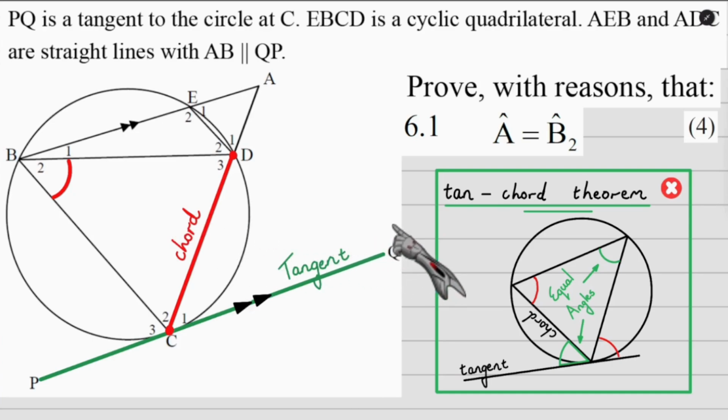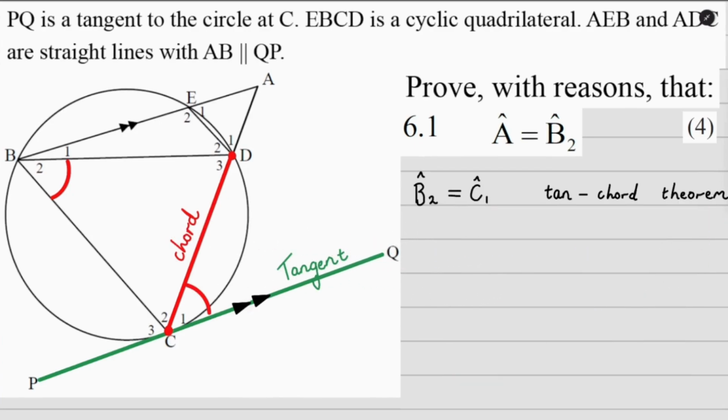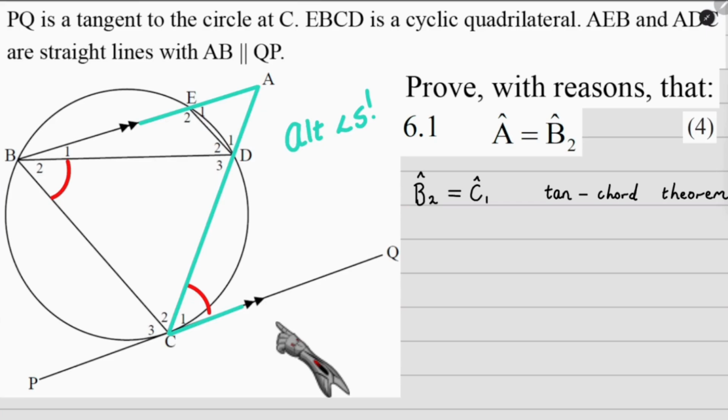So I know that C1 is a red angle. And we are going to state it just like this. B2 equals C1 due to the tan chord theorem. Now I'm going to focus on C1 and see what I can do with C1, maybe try relate it to A somehow. So if I have a look at those two angles, I can see both of them are touching the parallel lines. So I can apply my parallel line theorems, and I see some alternating angles, I see the Z.